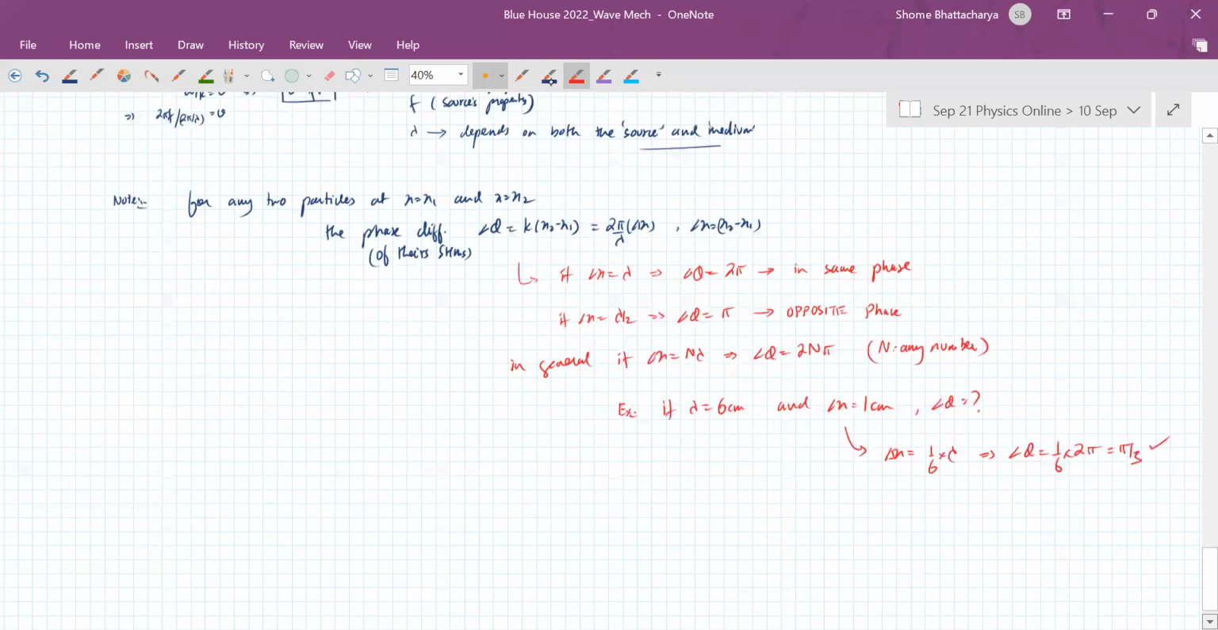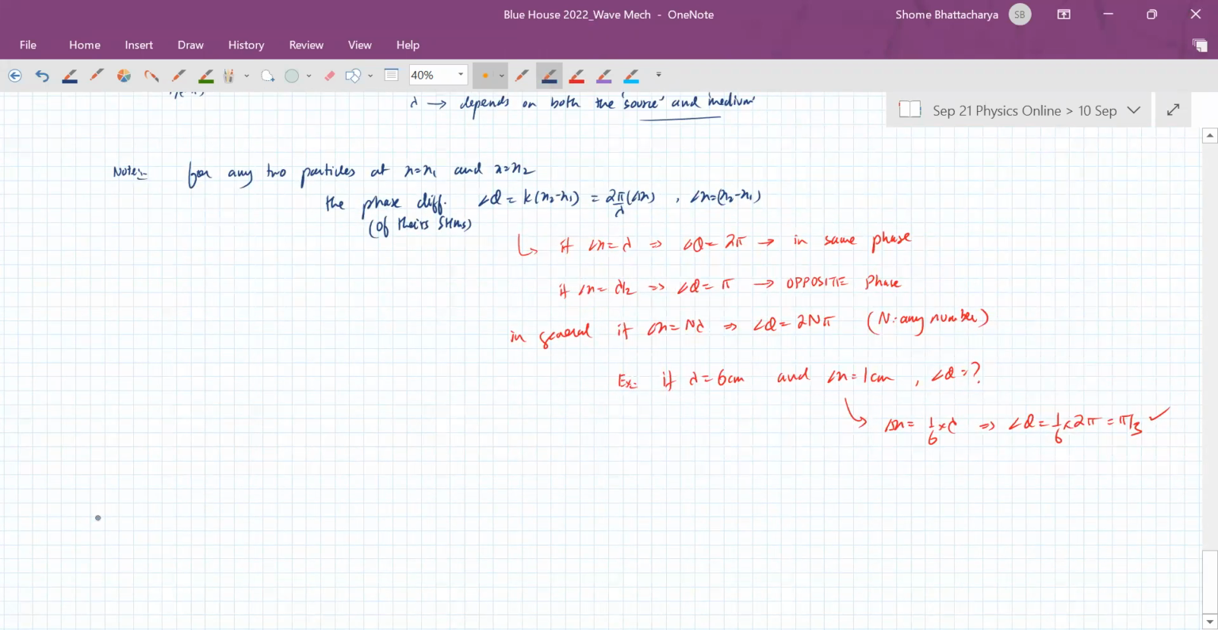Now, before we come to that example, one more very important thing. Propagation speed we had seen earlier. Now, this depends on the medium's physical properties.